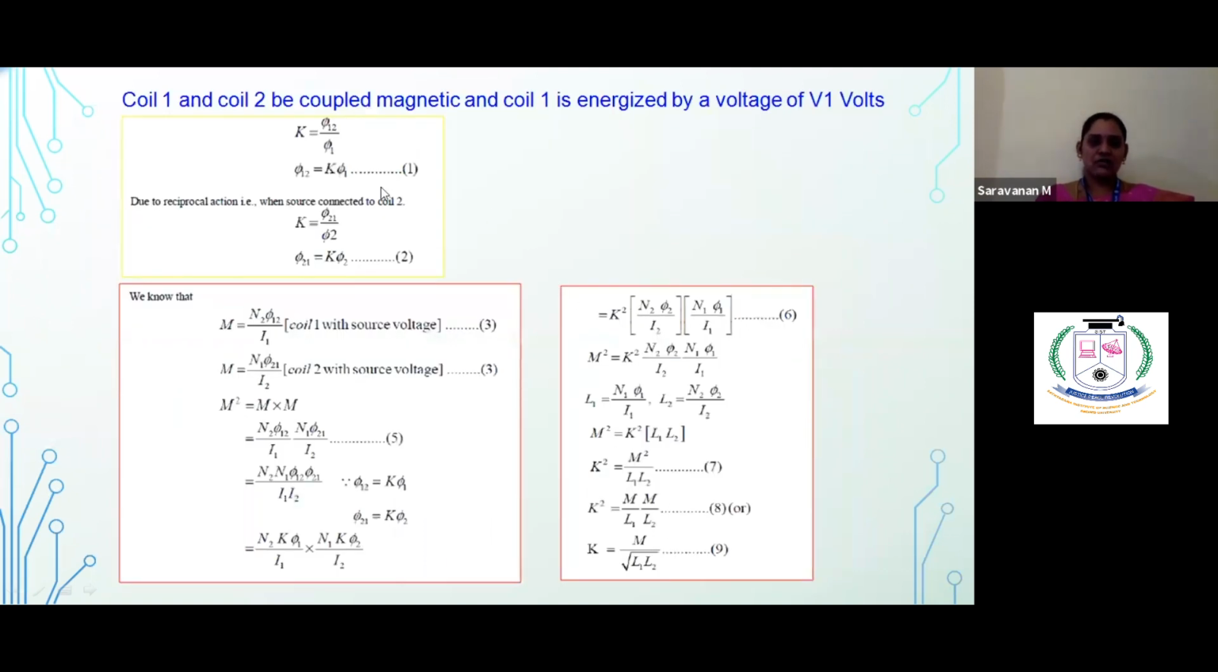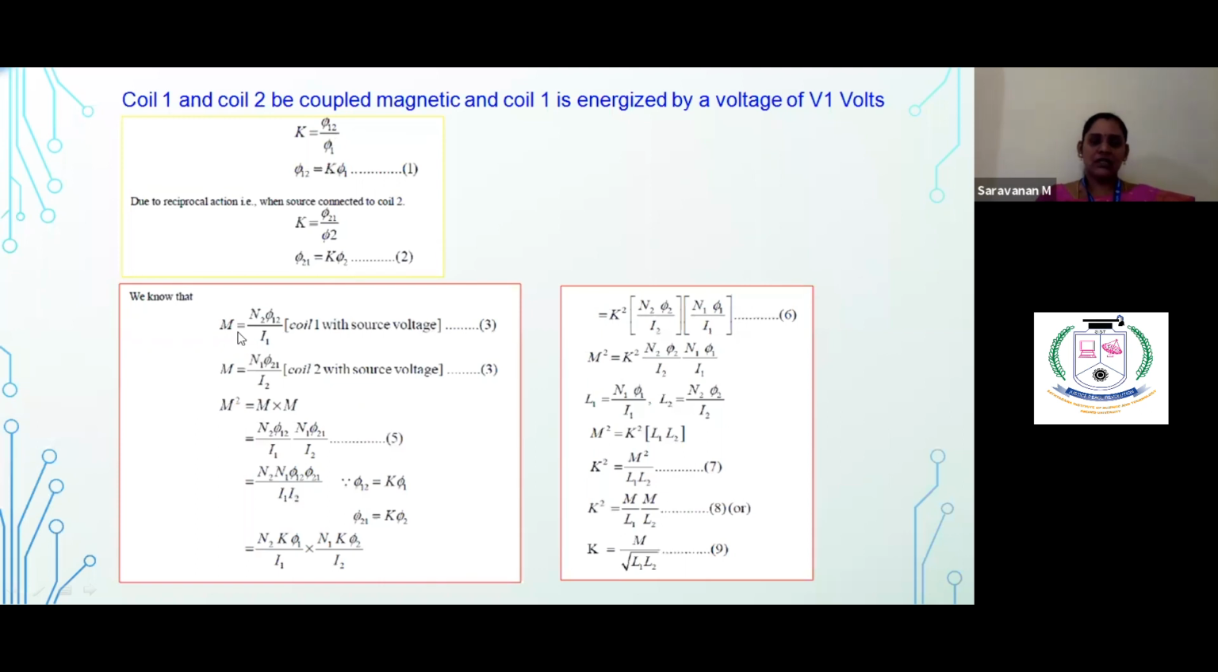Now here you can see my coefficient of coupling K is given by phi12 divided by phi1. Phi12 is nothing but the flux linking with both coil 1 and coil 2, which can be written as K into phi1, where phi1 is the flux that is obtained only on coil 1. Similarly, reciprocally, K is also equal to phi21 divided by phi2, so phi21 is nothing but K times phi2.